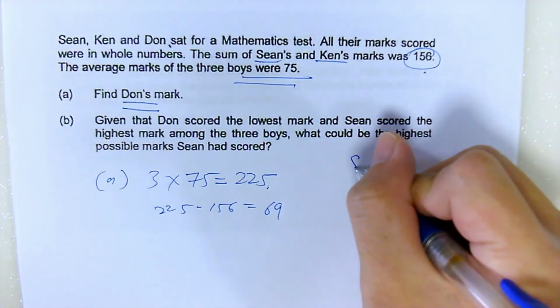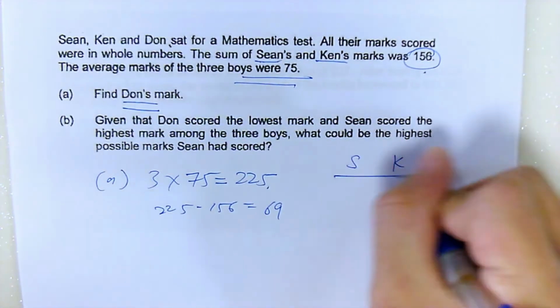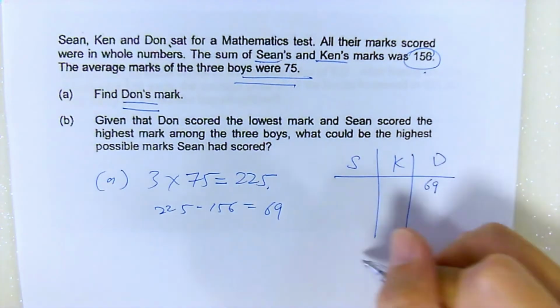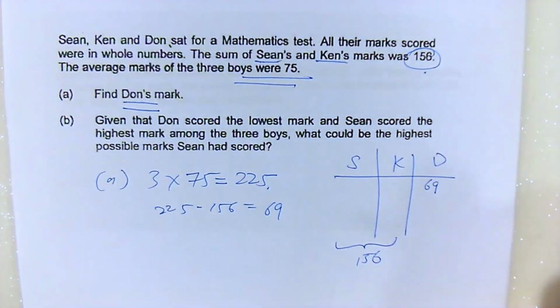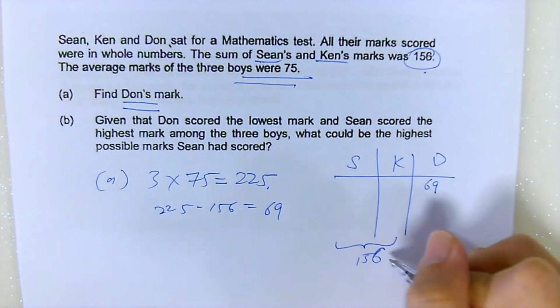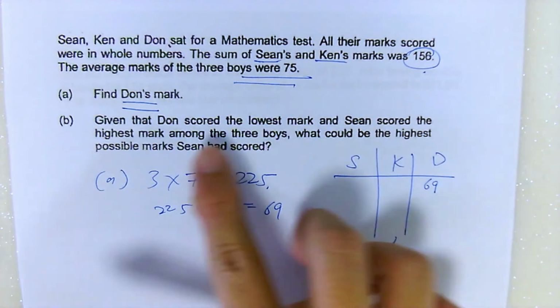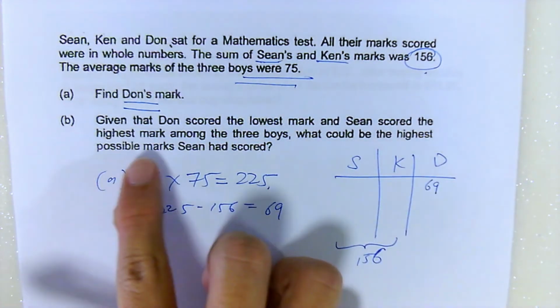So we know that out of the boys, Sean, Ken, and Don, Don is 69. And we know that these two added together will be 156. Why do I want to do this? Because the next question is, given that Don scored the lowest, while Sean scored the highest, what could be the highest possible mark that Sean scored?